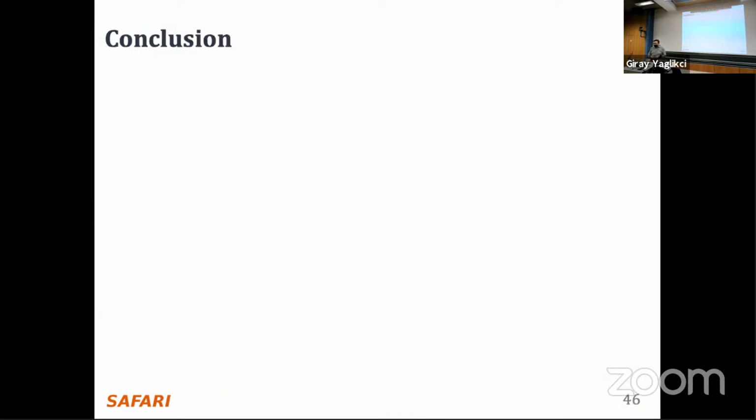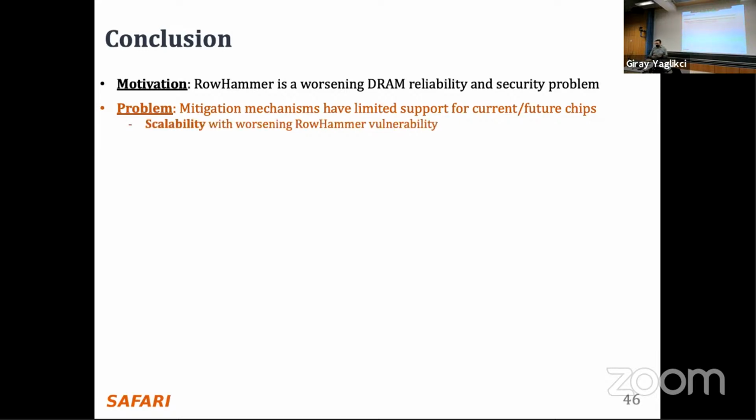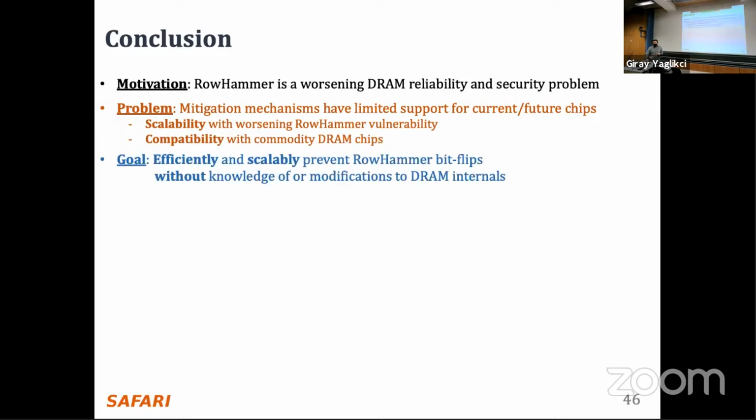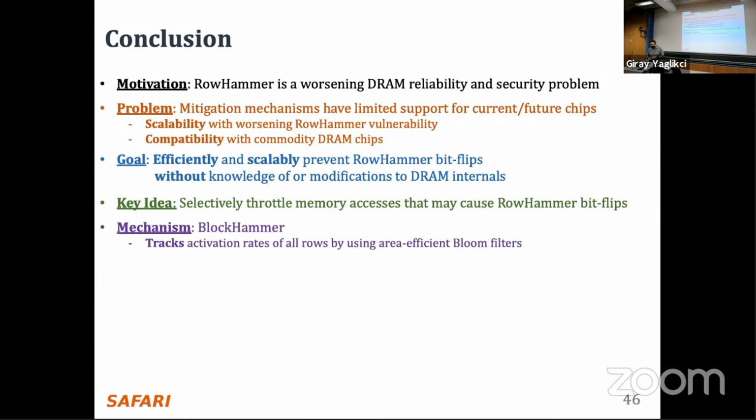So to conclude, this paper tackles RowHammer as a worsening DRAM reliability and security problem, while state-of-the-art RowHammer mitigation mechanisms face limitations, supporting current and future DRAM chips due to limited scalability with worsening RowHammer vulnerability and limited compatibility with commodity DRAM chips. So the goal of this work is to efficiently and scalably prevent RowHammer bit flips without knowledge of or modifications to DRAM internals. And our key idea is to selectively throttle memory accesses that may cause RowHammer bit flips, and our mechanism BlockHammer performs 3 operations to achieve this.